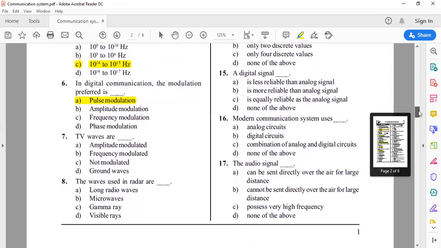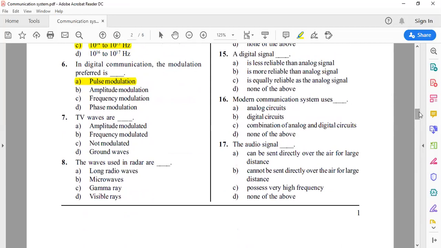Next one, question number 7. TV waves are television waves. The frequency of television waves is from 54 megahertz to 980 megahertz. So these television waves are frequency modulated. So the correct option for question number 7 is option B.